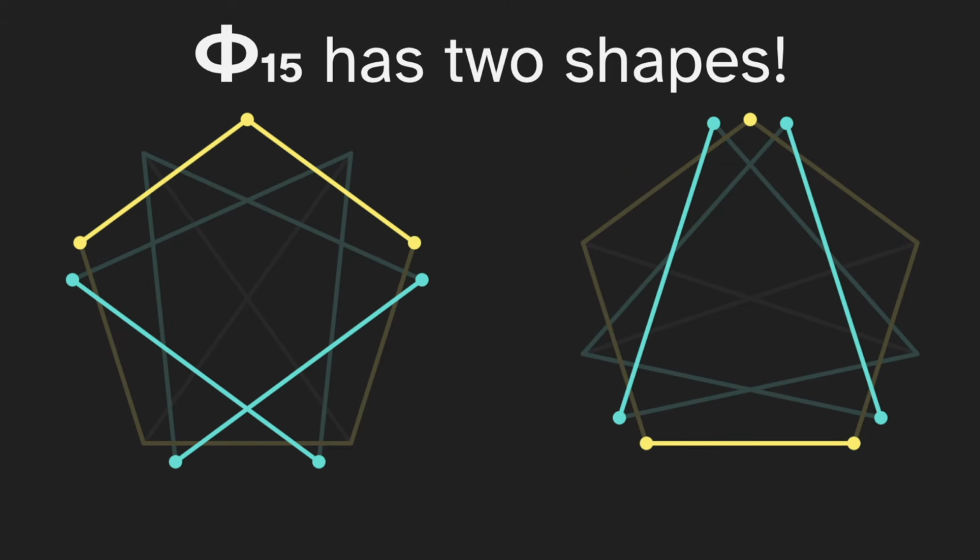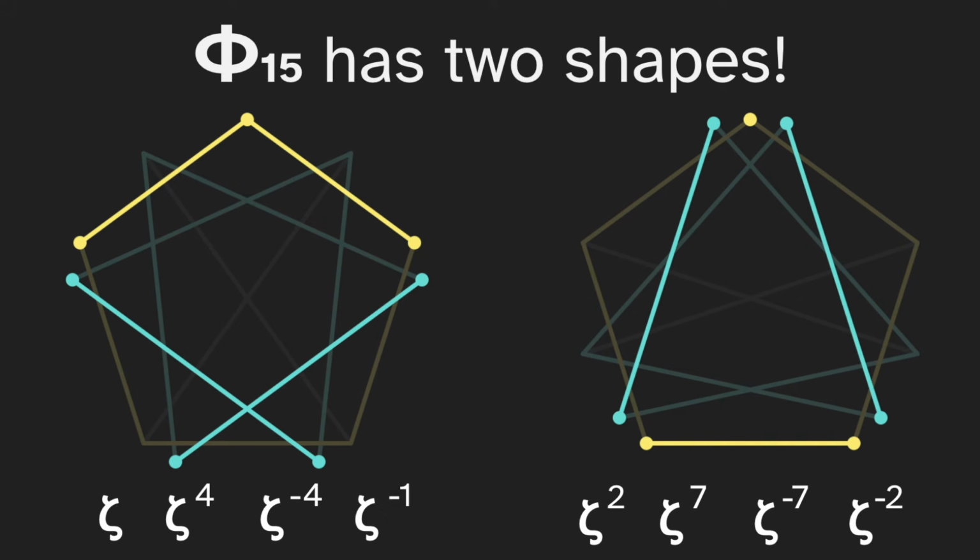Phi sub 15 has 2 shapes. The shape on the left is produced when we take phi sub 15 of zeta, zeta to the 4th, or one of their inverses. The shape on the right is produced by zeta squared, zeta to the 7th, or one of their inverses. So maybe we can't say that each number has a shape, but we can still say that each number has a family of shapes. And we do see that these two are very similar.